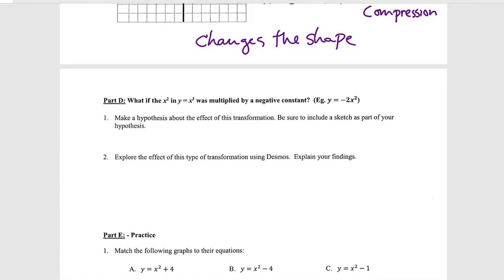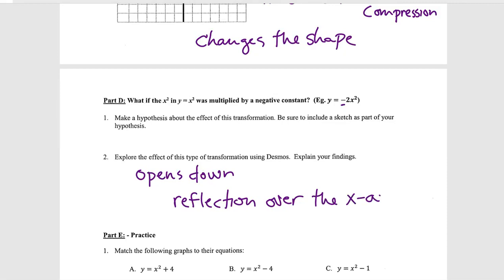Part D is what happens when we have a negative in front. Hopefully you remembered this one from grade 10. Whenever it starts with a negative, my graph opens down. The formal term we're going to use is a reflection over the x-axis. So the whole parabola opens down, but we have to remember the formal term: it's a reflection over the x-axis.